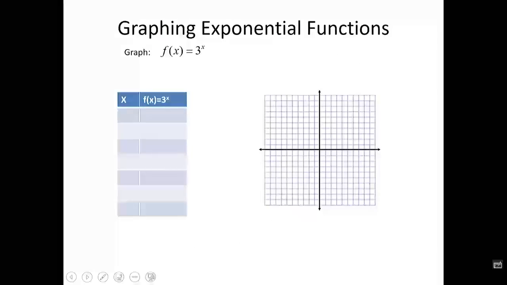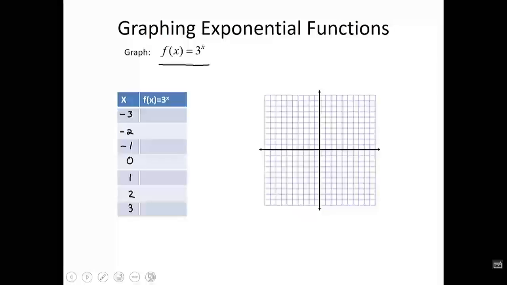Now that we know what an exponential function is, let's graph the exponential function f of x is equal to 3 to the x. All right, so we're going to generate a table of x, y coordinates. So let's complete the table, and let's choose x to be minus 3, minus 2, minus 1, 0, 1, 2, 3.